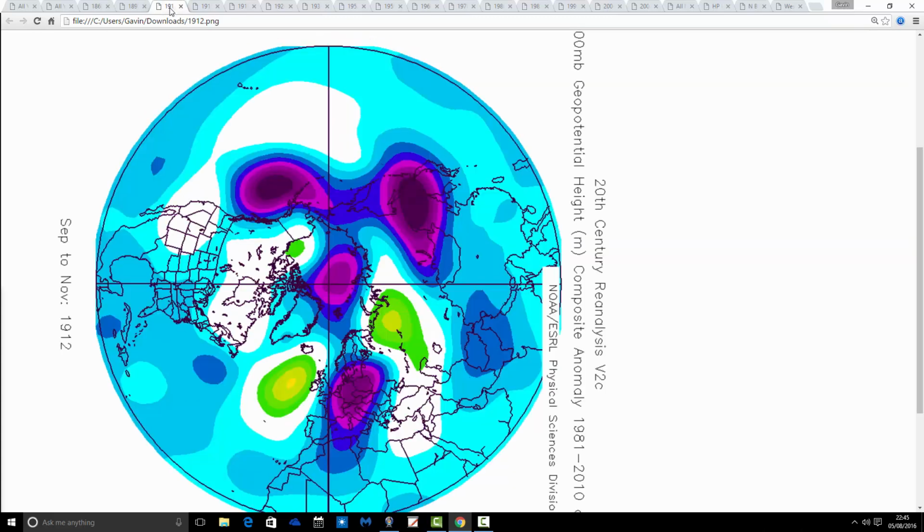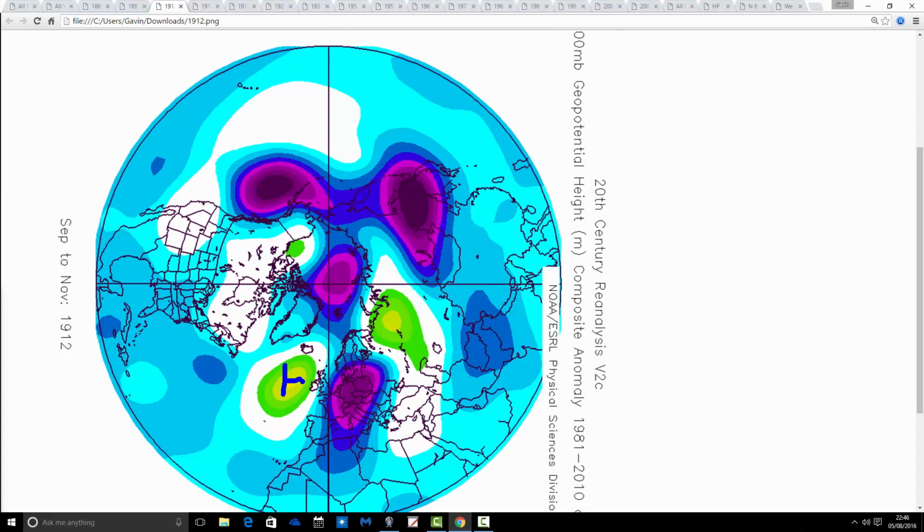1897. Our next year is 1912, and this is completely different again. So you notice that we're just doing 3 autumns so far, but already there's no discernible trend here. So the autumn of 1912 looks like this.